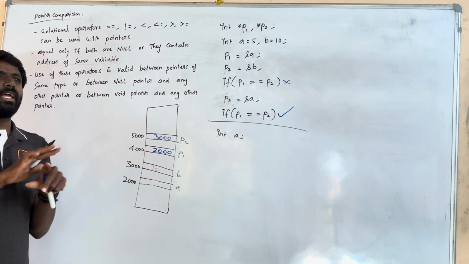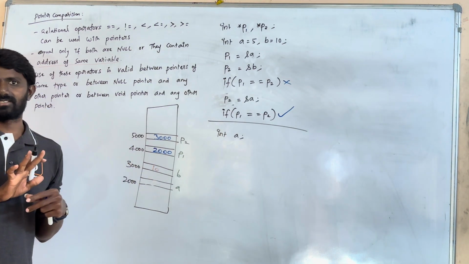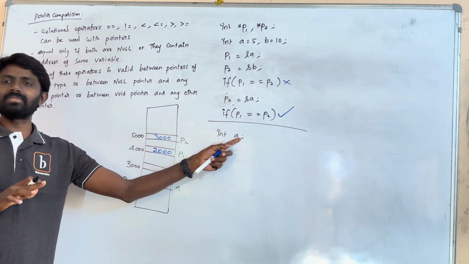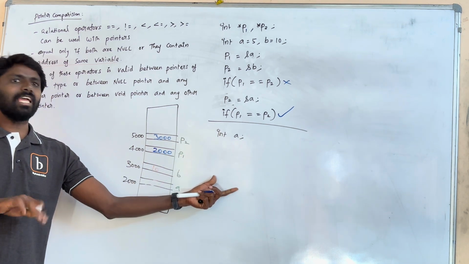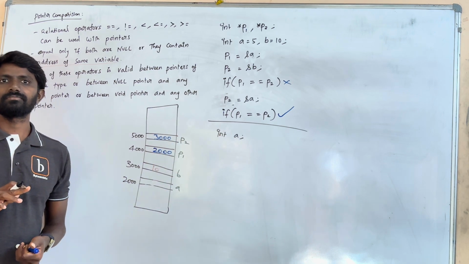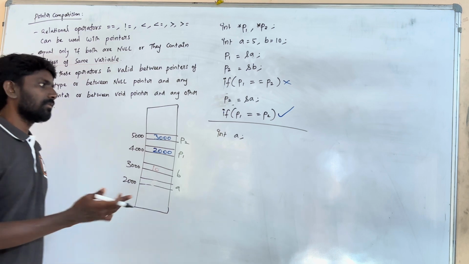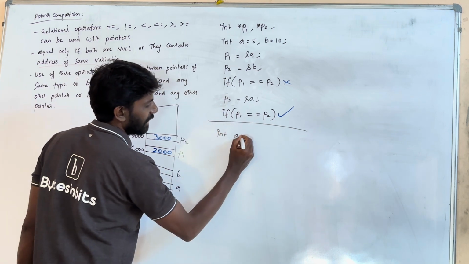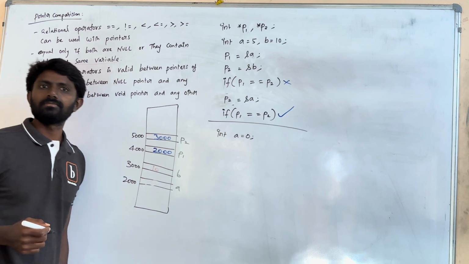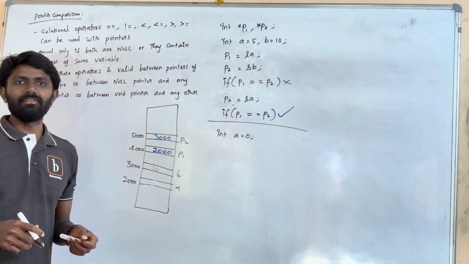Now I don't want it to have garbage. I want something to be initialized, and later I am going to use this a. So what will I initialize? For the safer side, I will initialize with 0. Clear, right? So int a equal to 0, I will initialize.